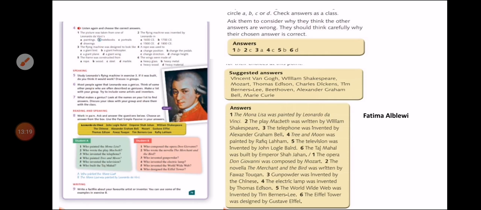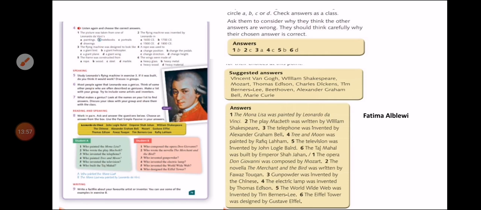Number 6. Most people agree that Leonardo was a genius. Think of some other people who are often described as genius. Make a list with your group. Try to include some artists and inventors. Then you are going to do some research and look for artists or inventors who are genius. So we will find names of inventors, artists, writers, anyone, and talk about whether they are a genius or not.